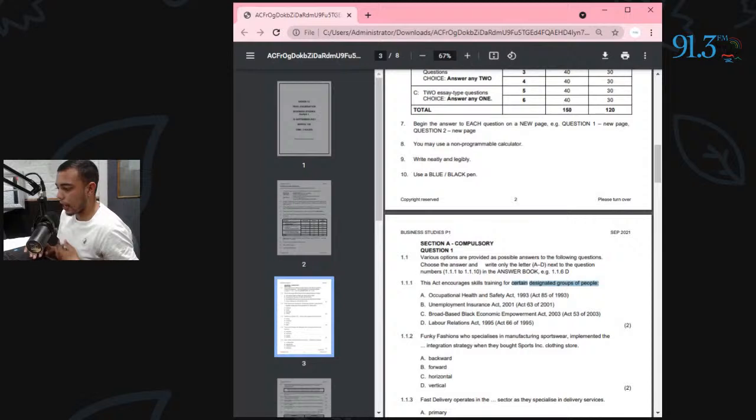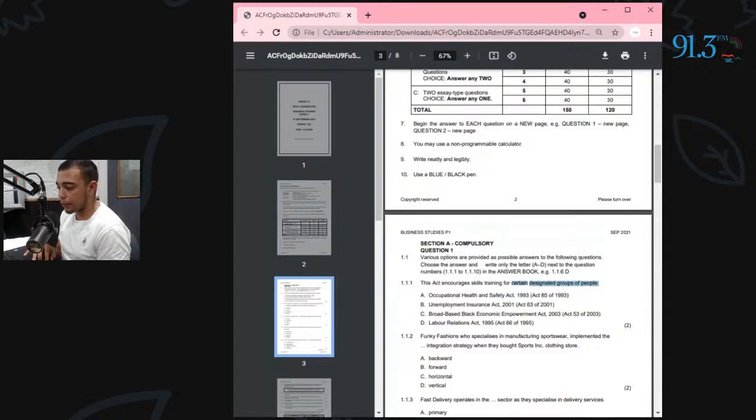So now, as it's highlighted, we look at which one we're looking at. Occupational health and safety, we know, only takes place for the protection, and we're not looking at protection. Unemployment Insurance Act, we are not talking about unemployment or insurance in this one. So is it Broad-Based Black Economic Empowerment Act, or is it Labour Relations Act? Labour Relations, we are talking about the employees in the business. But look closely. We are actually talking about the Broad-Based Economic Empowerment Act.